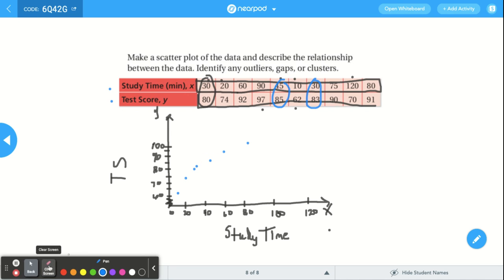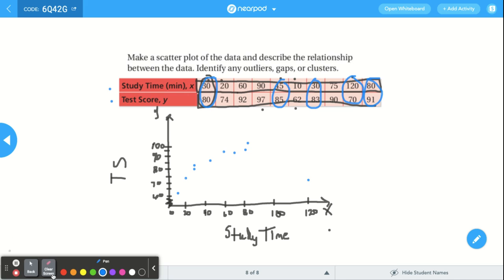Actually, I'm going to redo that one. So 30 minutes, 83. So it should go right a little bit above this dot. They have the same number of minutes, but that person got a higher score than the first person we plotted. 75, 90. So let's go over to 75, up to 90. 120 and 70. So 120, 70, and 80, 91. Go over to 80 minutes, then go up to a 91.